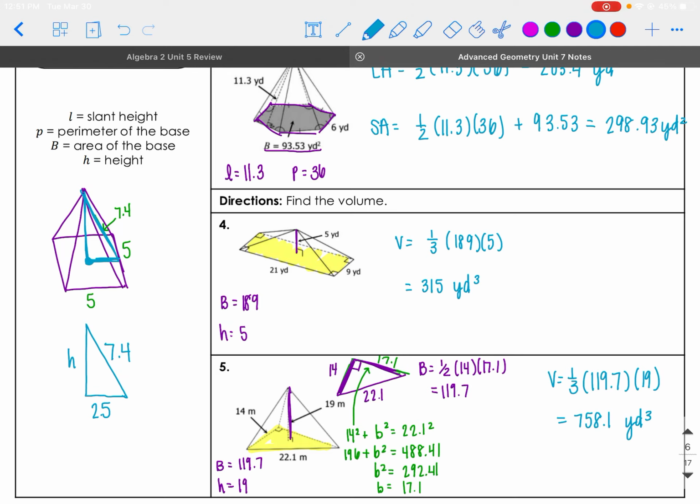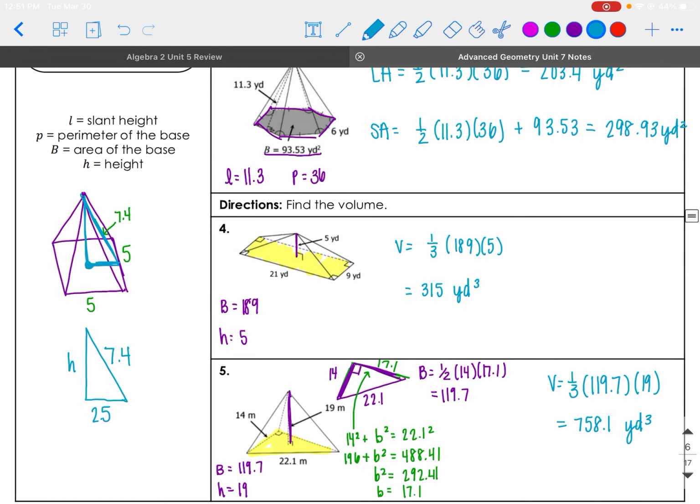And if you're in person, which if you're watching this video, you're probably not, we'll do some examples like that. But you would have to do Pythagorean theorem to find the height, and then you would have everything you needed for the volume. So that is something that may come up.